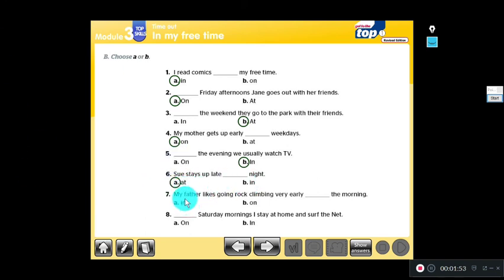The next one, my father likes going rock climbing very early. The morning, la mañana. Es un momento del día, se emplea con in the morning. The next one, we have Saturday. Tenemos un día de la semana. I stay at home and surf the net. Entonces, Saturday, un día de la semana, va con in. No, in era el más general, con años. In acaparaba otros tiempos. Se va a emplear con on. Good job.